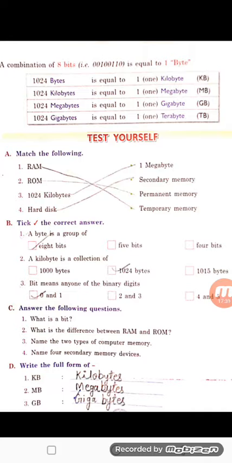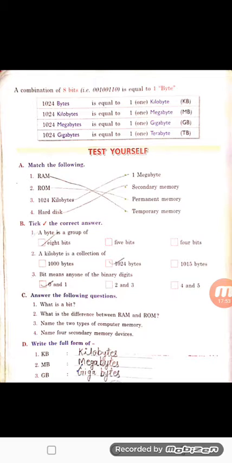For now I have this for you. You have to complete match the following, tick the correct answers, and you should know the full forms. Also I will ask you the difference between ROM and RAM. You have to write that in your notebook also. Okay, so your second chapter, computer memory, is completed. Now complete your copies and you have to learn this chapter. In the next class, within any 3 days I will take your test, so be prepared. You have to prepare chapter 1 and chapter 2. Till then, take care. Bye bye.